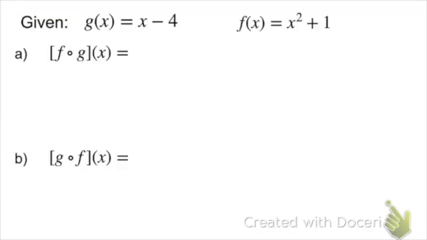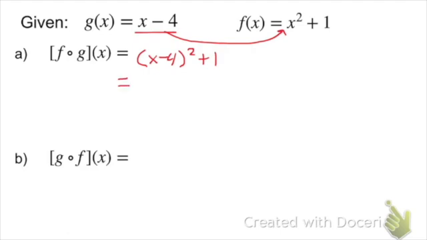So we're given g of x equals x minus 4, and f of x equals x squared plus 1, and we want to find f of g of x. What we end up doing for this first one is we're going to take the g function and plug it in for x in our f of x function. So we have f of x equals x squared plus 1. The f of g of x is (x minus 4) squared plus 1.